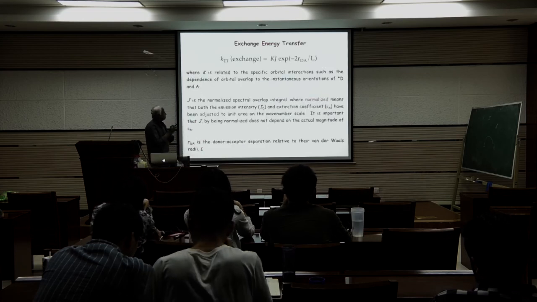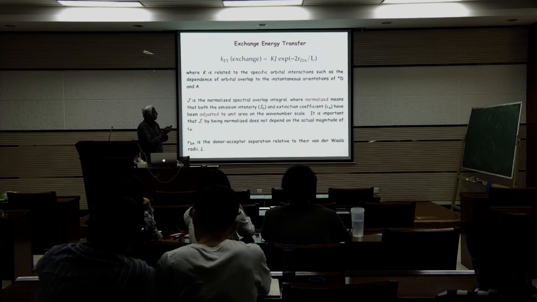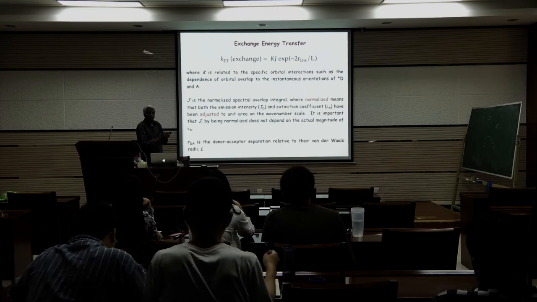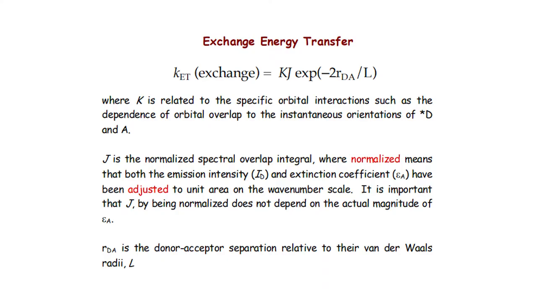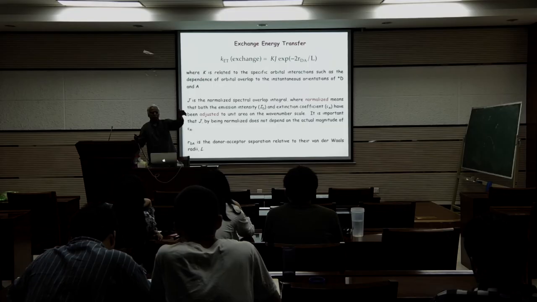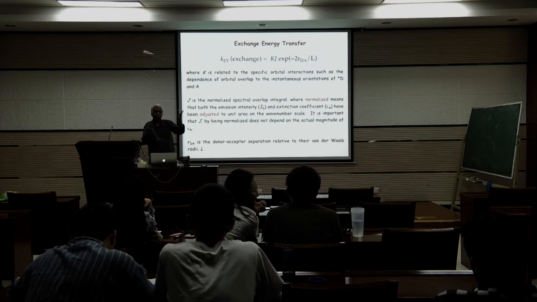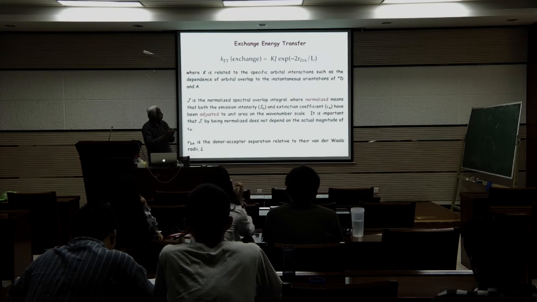So the rate constant for the energy transfer, which is exchange, depends upon the J. You might have forgotten already. What is J? You remember what is J? This is the overlap integral. You remember the emission and absorption spectra, and then there was an overlap in the spectrum that tells you whether the donor is above or below. So that energy gap is important. It depends upon that.